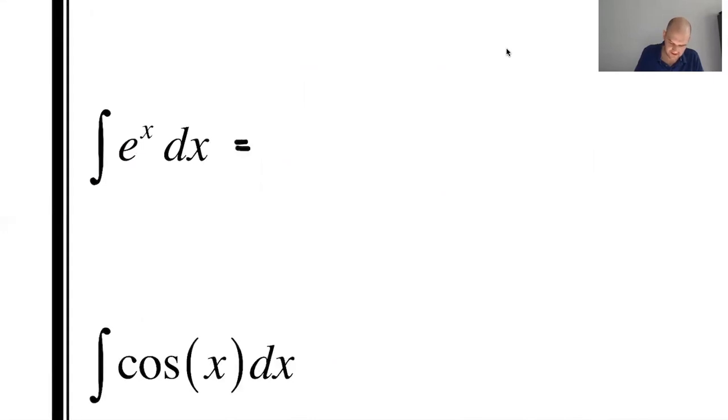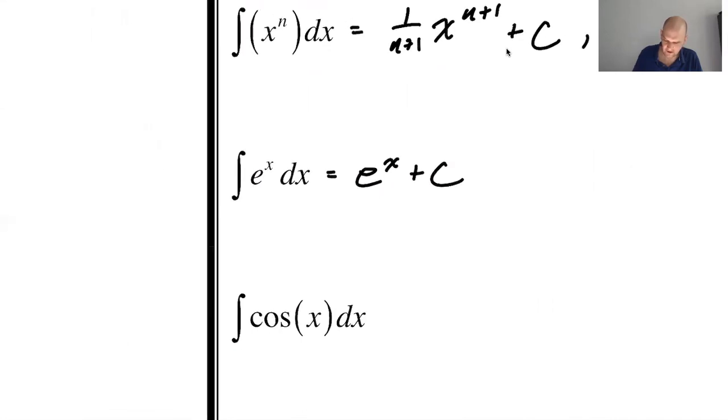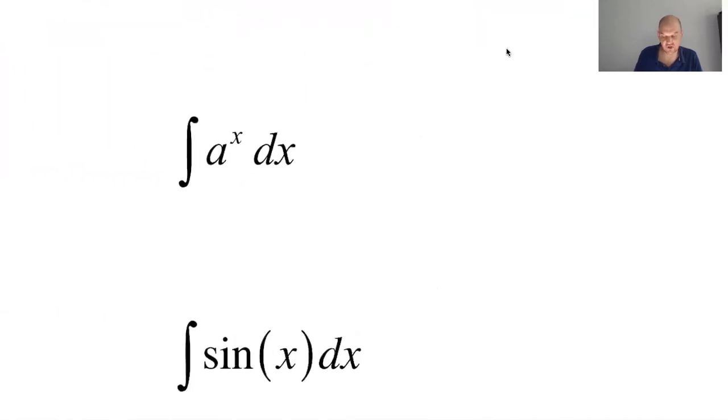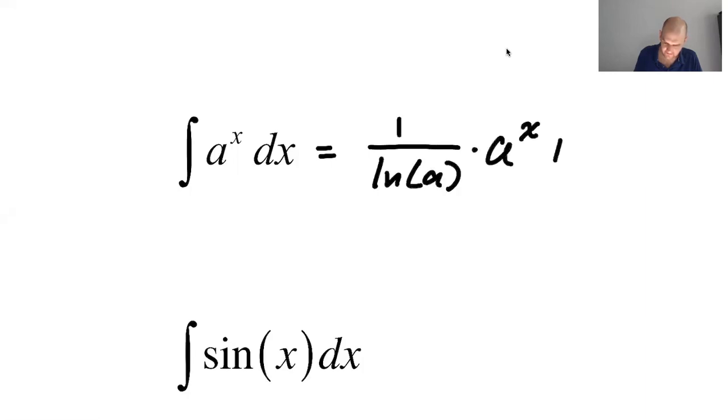e to the x is the derivative of e to the x. That's super good to know. a to the x, this is one you really have to have memorized, right? The derivative of a to the x is a to the x natural log of a. So if there is no natural log of a, I need to put it in with my u substitution. So this is going to be 1 over the natural log of a times a to the x plus c.